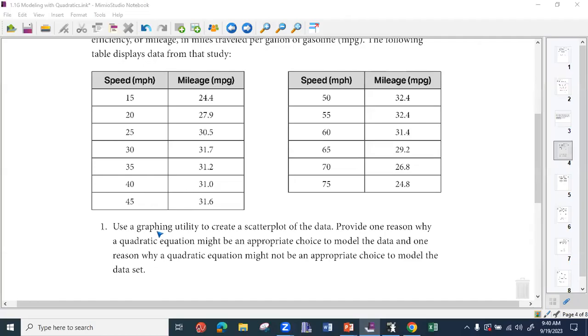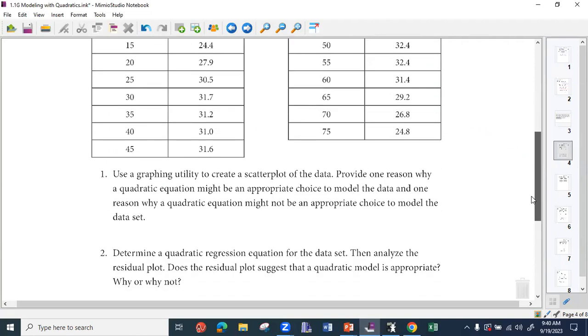So for this problem, we're going to remember that if you're going to choose to use Desmos, it's pretty straightforward, but you need to remember that you are adding a table, right? So make sure that you're adding your table. And then you're going to type.